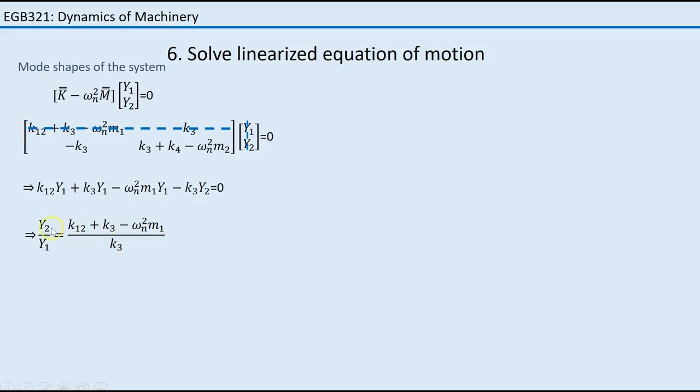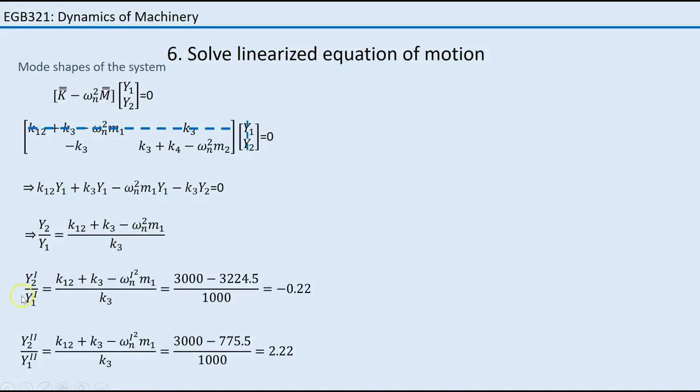So when we get the y2 by y1 ratio, which is the amplitude of motion ratio, we just want to substitute the omega n square values into this equation, and just a few minutes ago we found that we get 2 omega n square values, so we substitute the 2 omega n values and we get 2 ratios. For the first ratio we get negative 0.22, and the second ratio we get 2.22. Please feel free to pause it and calculate and match with these values.